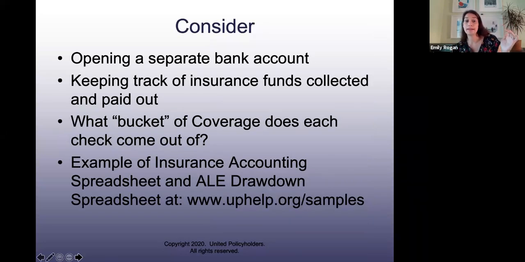Consider opening a separate bank account so that you can keep track of that. So all of your insurance money will go into a separate bank account so it doesn't get mixed in with what you currently have. And then, you know, the importance of staying organized. We have a couple examples that previous survivors have donated to our organization. We have an example that one survivor used on how they kept track of the money coming in, which is an insurance accounting spreadsheet. And another one is an additional living expense drawdown spreadsheet. So there are 2 different examples, and they're on our website at uphelp.org/samples.